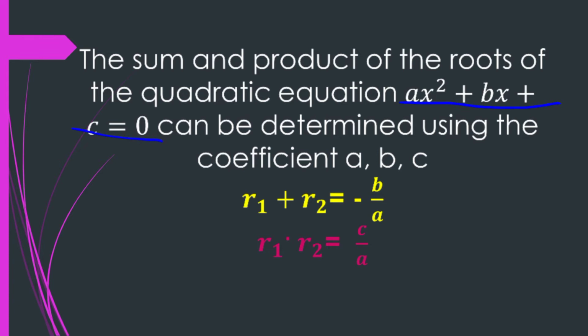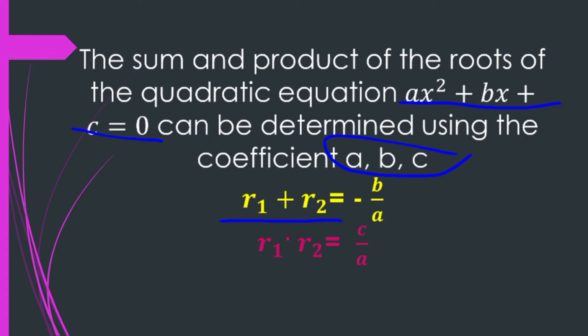So, after identifying the values of a, b, and c, let us find the sum of the roots. For the sum of the roots, we are just going to substitute the value of b over the value of a. So, for the sum of the roots, we have negative b over a. After substituting the values, simplify.